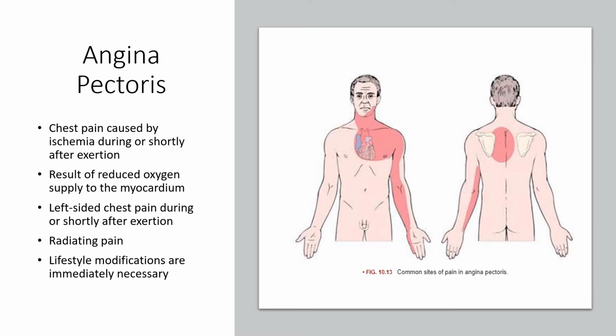Males tend to report pain going down the left arm. Females tend to report pain that radiates to the back, the upper middle portion of the back specifically. And the patient may also experience dyspnea or difficulty breathing. The pain is usually relieved by stopping the activity, so when the patient rests, that substernal crushing chest pain usually goes away.